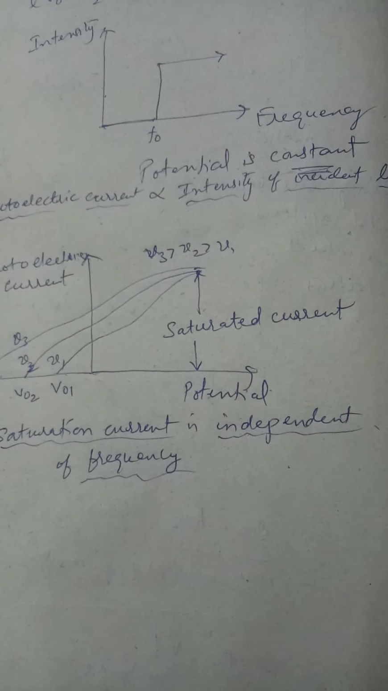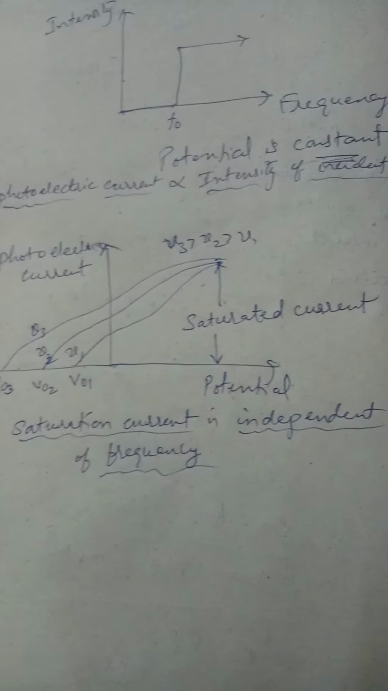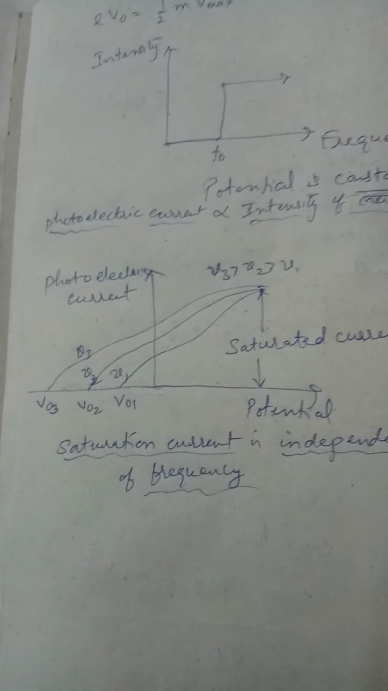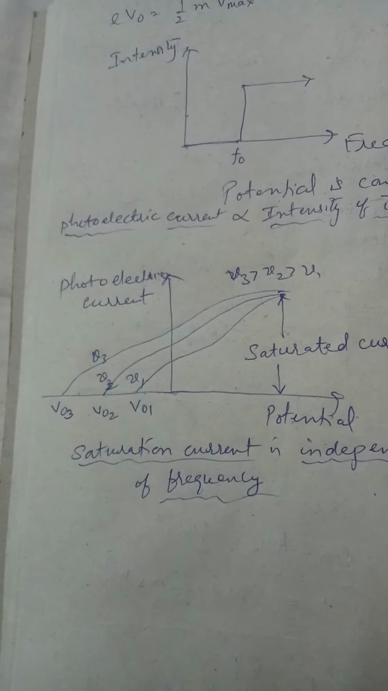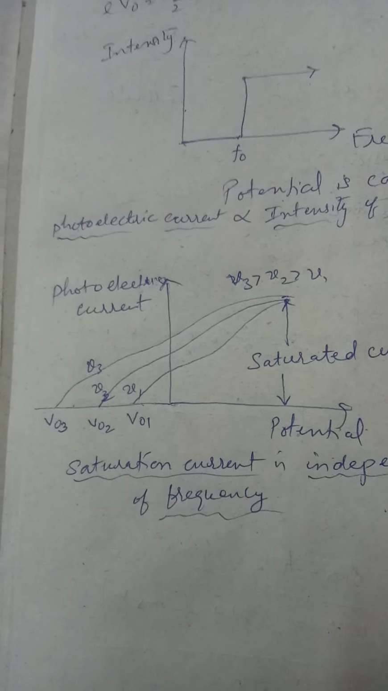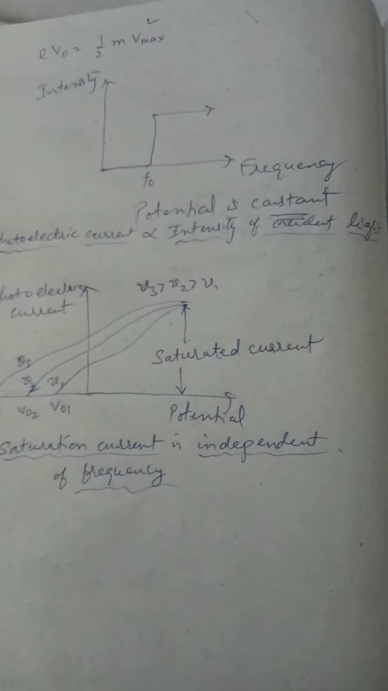One thing was observed here. The saturated current value for all these three currents is same. However, the stopping potential for individual lights is different as shown in the diagram. For the first light it is V01, for the second one it is V02, and for the third one it is V03. What do I mean by saturated current?